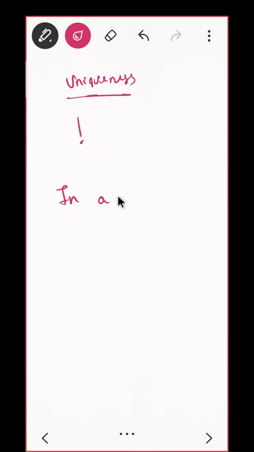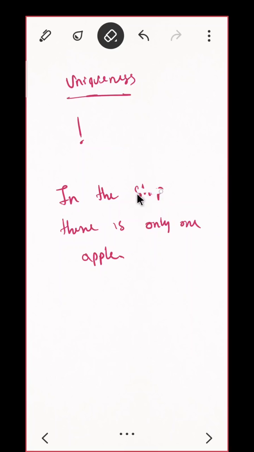In a basket, or let me say, in the shop, there is only one apple. Okay, can you write in the mathematical statement what your set is here? Or instead of in the shop, we can have in the basket, that would be good.